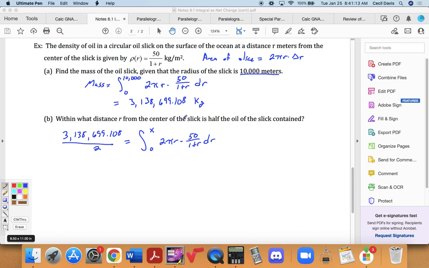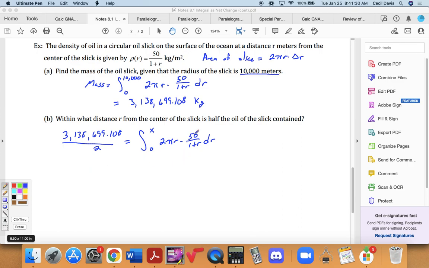These kinds of problems used to show up on the AP exam very regularly. I haven't really noticed them so much anymore, but where they would ask you to solve for one of these, to solve for a limit of integration. We haven't done one like that, I don't think.